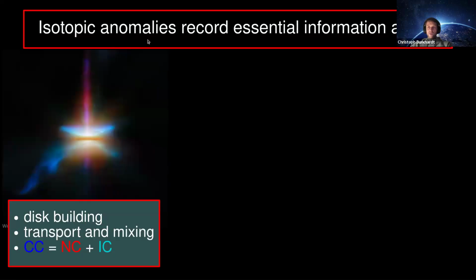Okay, now my time is certainly up. These are the big take-home messages. I hope I convinced you in this little tour de force that isotopic anomalies in meteorites record essential information about disk building, transport, and mixing of materials in disks and in fall. And I hope I convinced you that you can understand the CC reservoir as a mixture of NC and IC material at all scales.